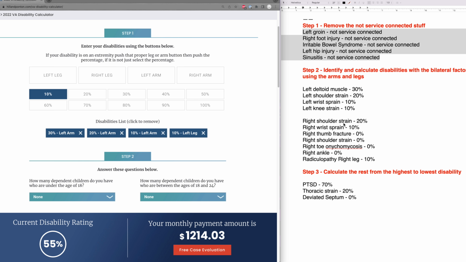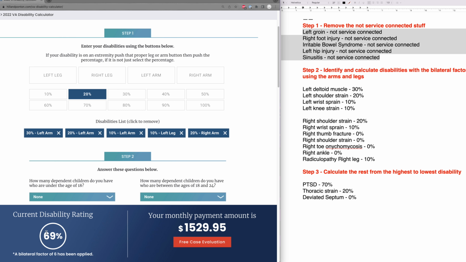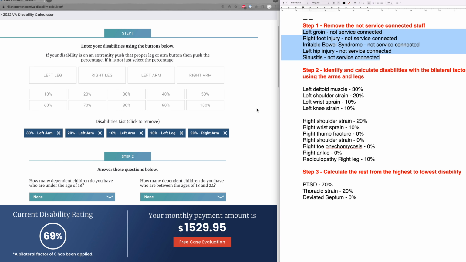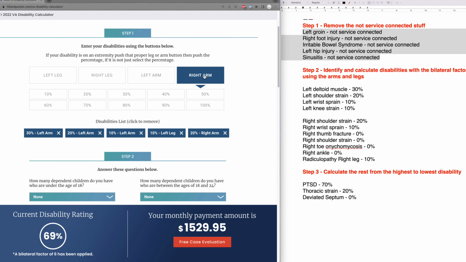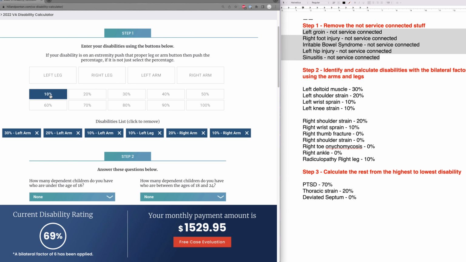Now we're going to do the rights. Right shoulder strain, that's going to be right arm, and that's at 20%. If you look down here, bilateral factor has been applied. Right wrist is 10% over here. So that's also right arm, 10%. Bilateral factor of 6.4% has been applied. That's why you do the bilaterals first, or your math's going to get all wonky.